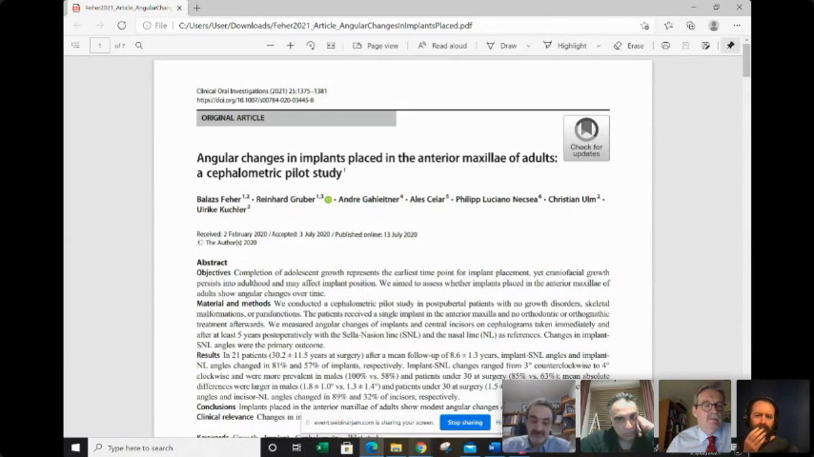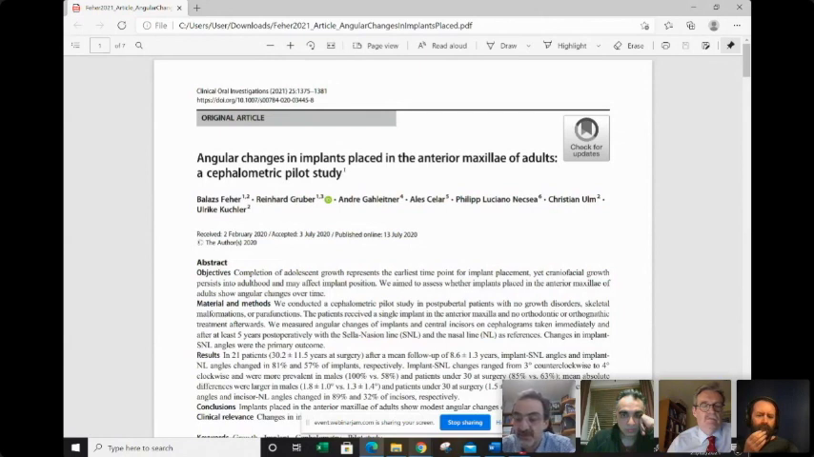So the aims of this study were two main aims. One of them was to look at the possible effect of residual craniofacial growth on implant angles. They did that by measuring the long-term angular changes in the implants in the anterior maxilla. They also looked at the long-term changes in the angles of the maxillary incisors, so that they can put the two together and compare what's happening with the incisor angle change and the implant angle change in the same patients.